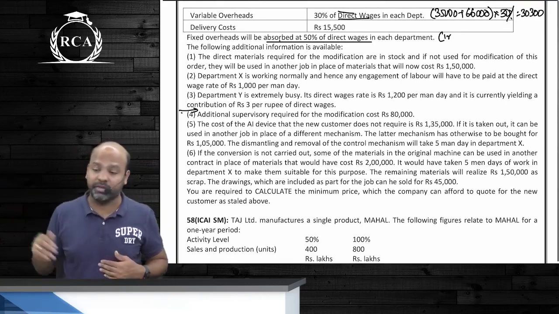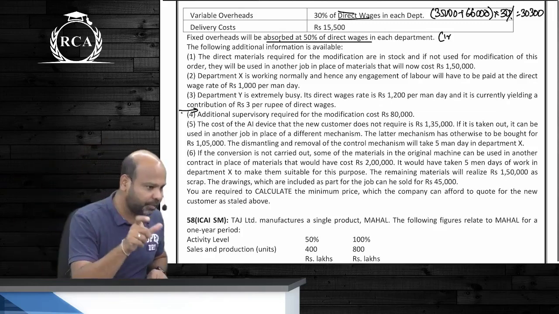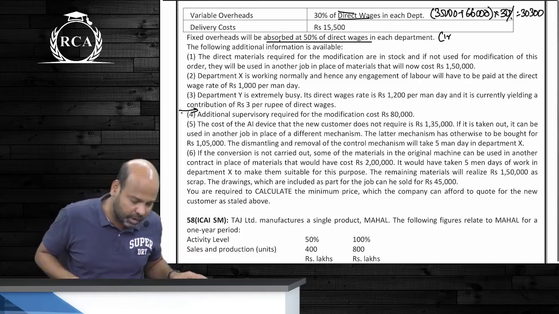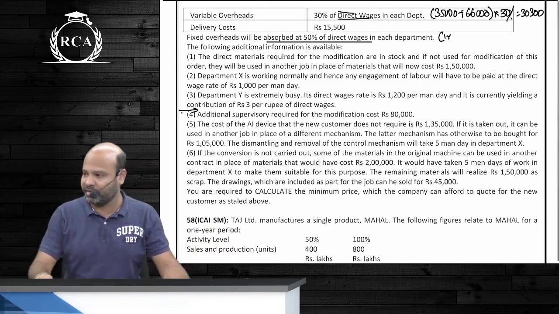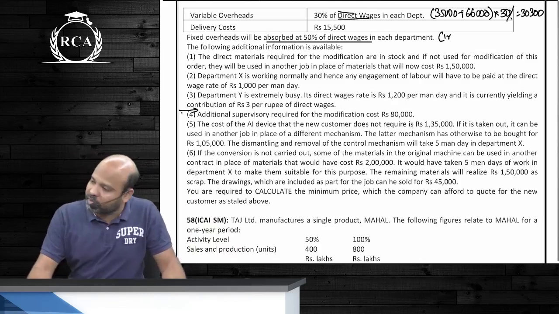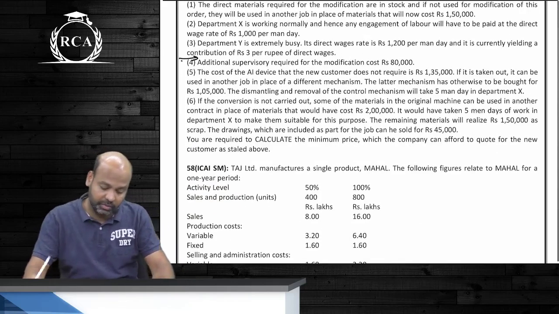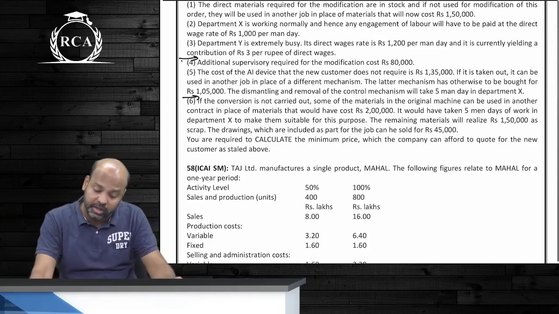In the next point, we will see certain opportunity cost. So for now, guys, what are you remembering? AI device: if I do not carry out the conversion work, I can use it. If I carry out the conversion work, I can use it elsewhere and save 1,05,000. But to save 1,05,000, I have to incur 6,500. My net saving is 98,500.